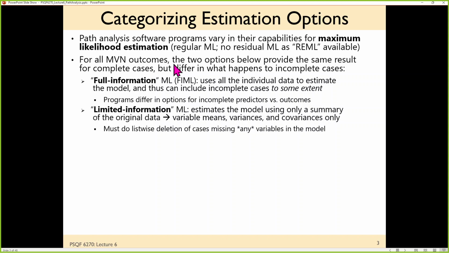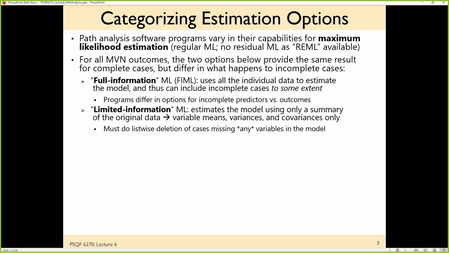For multivariate normal outcomes, there are 2 different options as to what happens to incomplete cases based on your estimator. The term full information estimator, otherwise known as FIML, so F-I-M-L, is pronounced "fim-el". This is a term that means we are using all of the original data to estimate the model. When that happens, you can include cases that have incomplete information to at least some extent. If you are using instead what is known as limited information maximum likelihood, that term means that you are estimating the model based on a summary of the data instead of the data themselves.